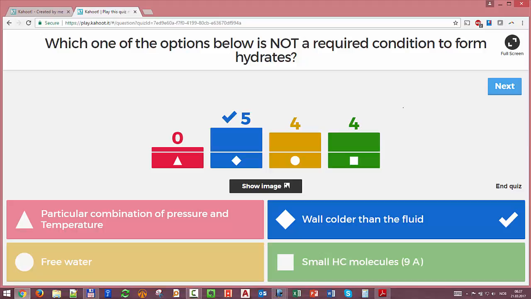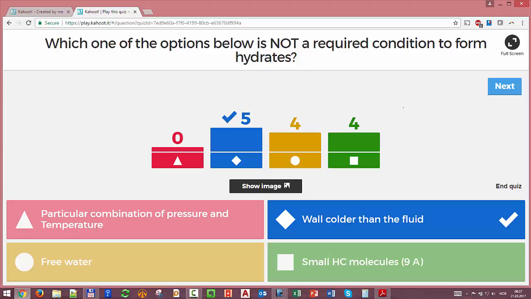Wall colder than the fluid. Okay, remember for hydrates we need three things. We need to have liquid water, what we call free water. We need to have also a particular combination of pressure and temperature.